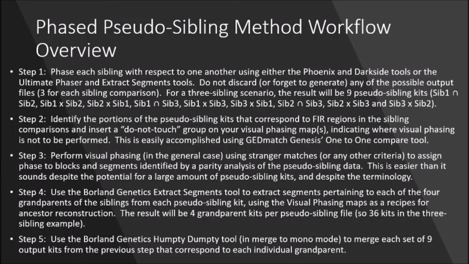So step 5, we're going to use my Humpty Dumpty tool to take the blocks that correspond to any given grandparent from the different kits and put them back together. So for example, we're going to have 4 grandparents. We're going to have, say, paternal grandfather. We're going to take all of the paternal grandfather parts of pseudo-sibling 1, all the paternal grandfather parts of pseudo-sibling 2 that we had already extracted, all the paternal. We're going to dump them all together and create this composite kit, if you will, for each grandparent. And they're going to be mono kits, 5-step process.